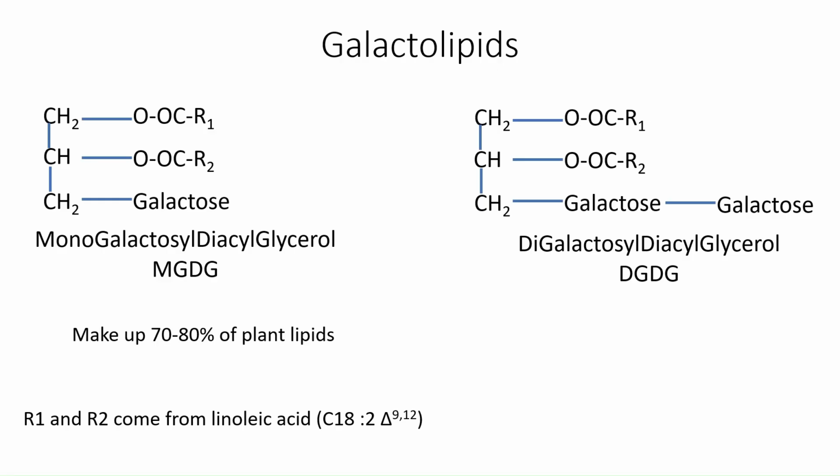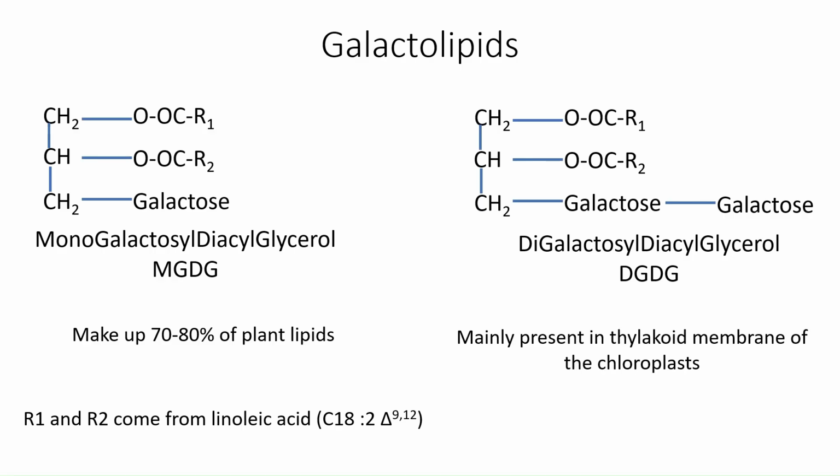Now, these galactolipids make up 70 to 80% of the plant lipids. In plants, they are present in the thylakoid membrane of the chloroplast, and because of this high abundance in plants, it makes them the most abundant lipids in the biosphere.